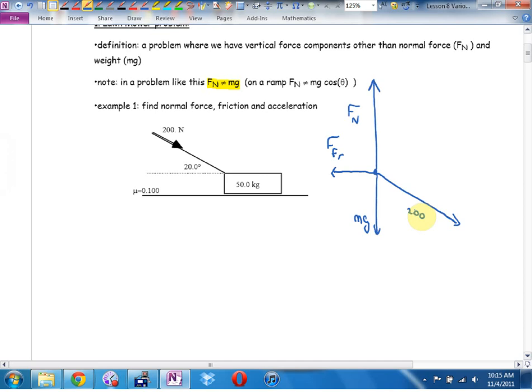What don't you like about this diagram? What bugs you? There's one force that's making me go, blech. Which one? Matt, the applied force. Why? Because it's at an angle. Hey, if we were clever, what would we do? Components. And that's really the solution to this. I'll call this force X and force Y. You could also call them parallel and perpendicular, but I think last unit when we were horizontal, we called it X and Y. What angle is that right there? 20 degrees.